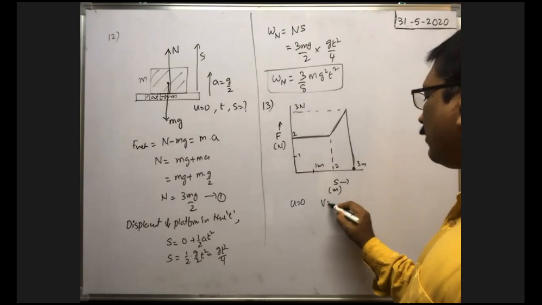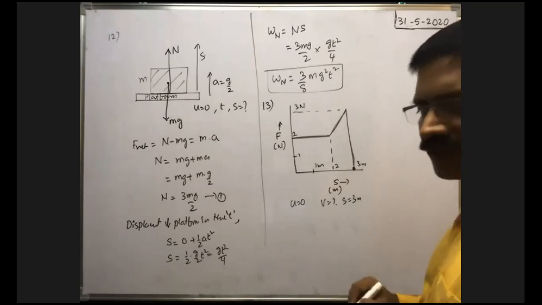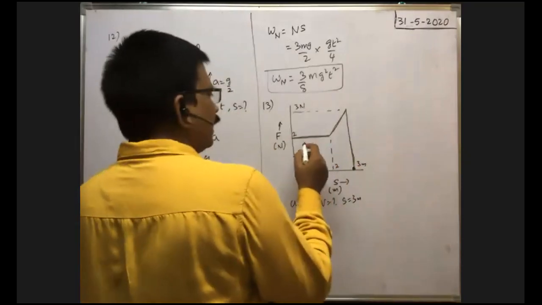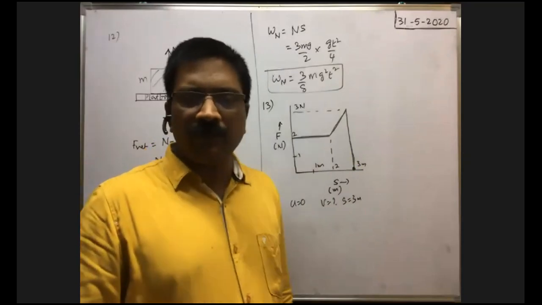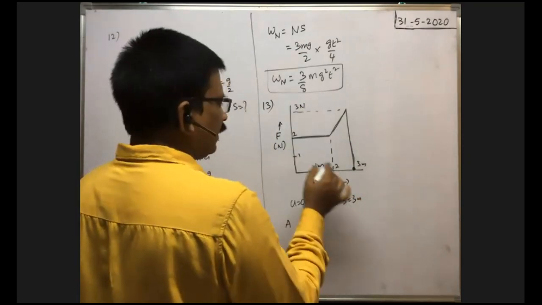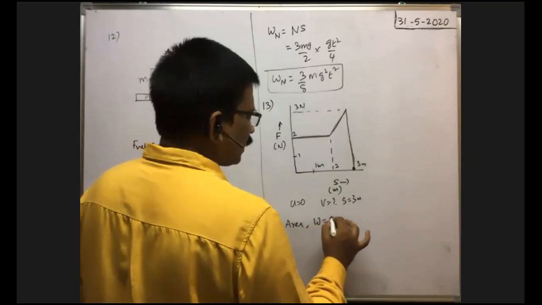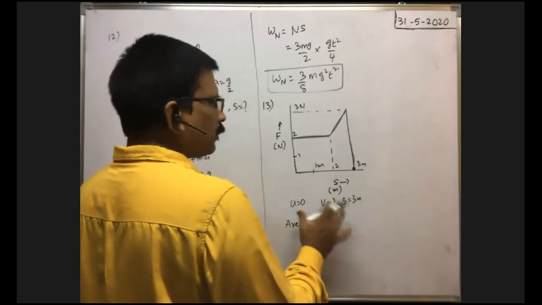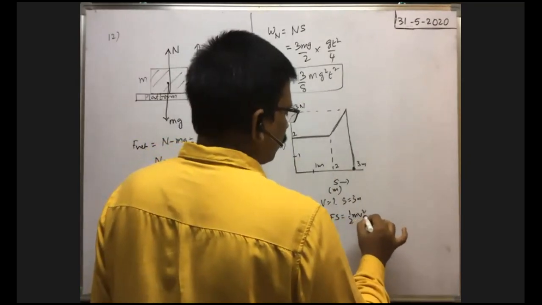Suppose we know the final velocity of the body after s = 3 meter distance traveled, then we know the kinetic energy. Because here, what does the area under the F-s graph give? Area under the graph, very good. Area under the graph is equal to work done, because area under the graph means F into s. So area is equal to work done, that is F into s. You find the area. The work done is the net work done by all the forces on the body, which gives the area under the graph, which is equal to the change in kinetic energy, (1/2)mv² minus (1/2)mu².